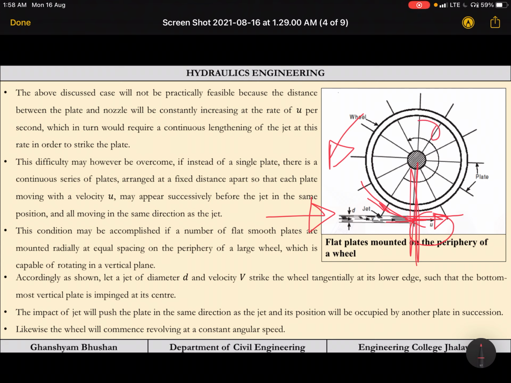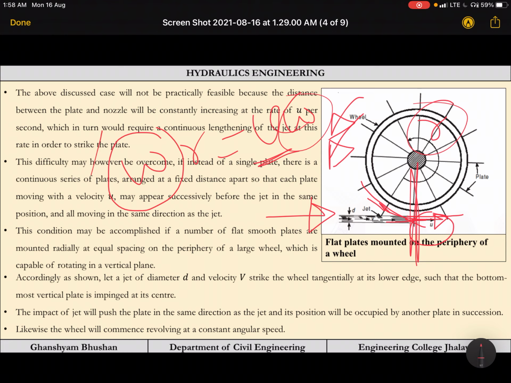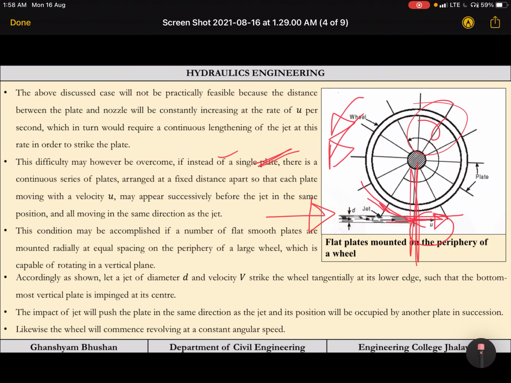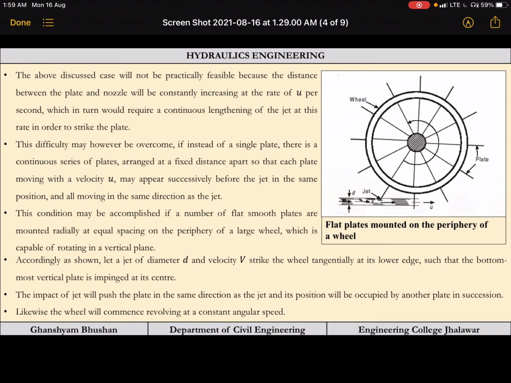So the radius is known to us, and we have to set omega. So omega into r is what? It is u. So we have to set omega such that omega r becomes equal to u, because r is fixed and u we must know as per our requirement of the work. So we have to fix our omega so that this kind of arrangement is ensured. This is the case when we can make this kind of striking.